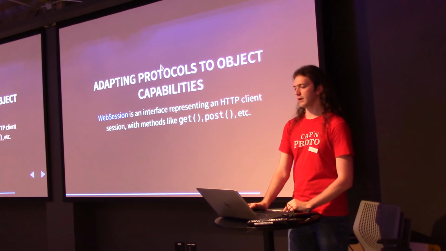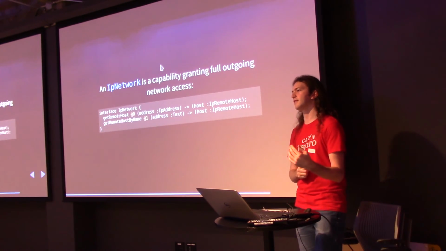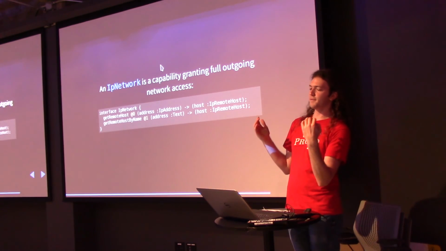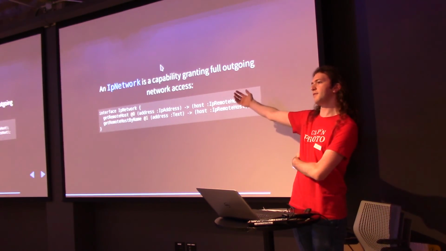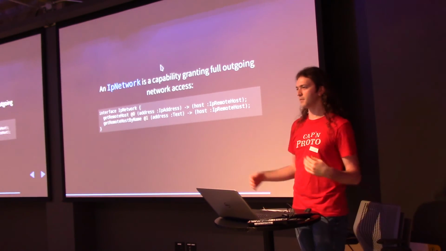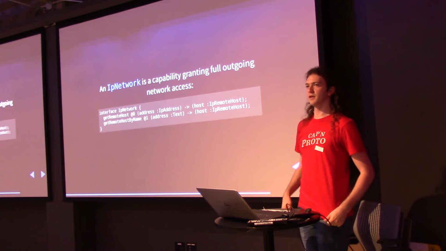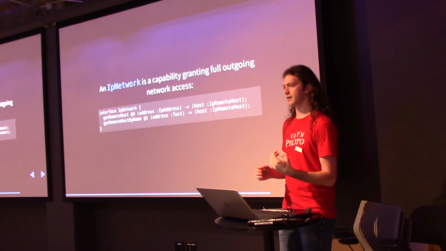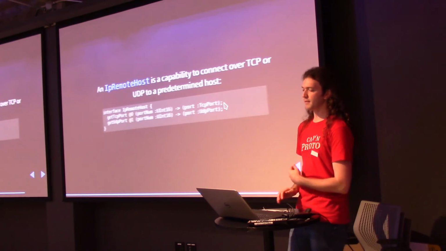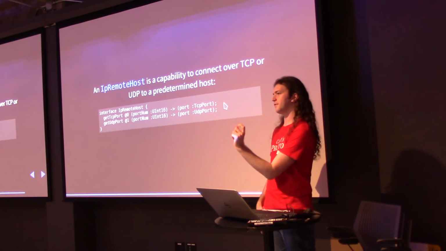So web session is what we do to represent HTTP requests. We also have some other interfaces, and one that I think will demonstrate the principle of least authority that Sandstorm and capability-based security let you have. We have an interface, IP network, and if you have an IP network, you have full outgoing network access to any server on the internet, any port, TCP or UDP, whatever you like. It has two methods, get remote host and get remote host by name, which are basically connect to an IP or connect to a DNS record. From them, you get returned one of these IP remote hosts. An IP remote host is a capability which lets you connect over TCP or UDP, but only to that host, only to that single server.